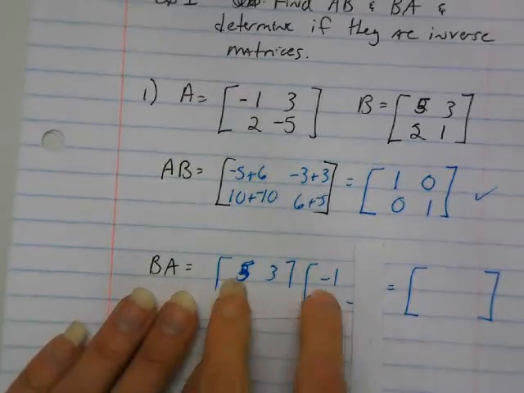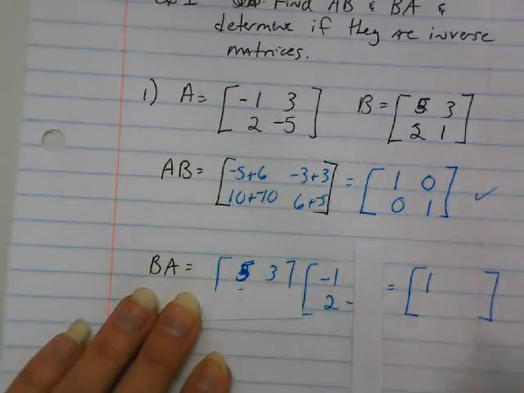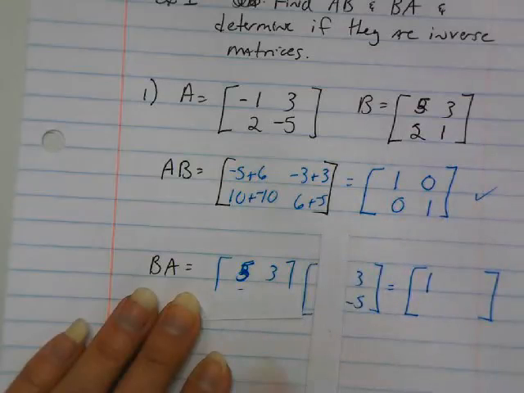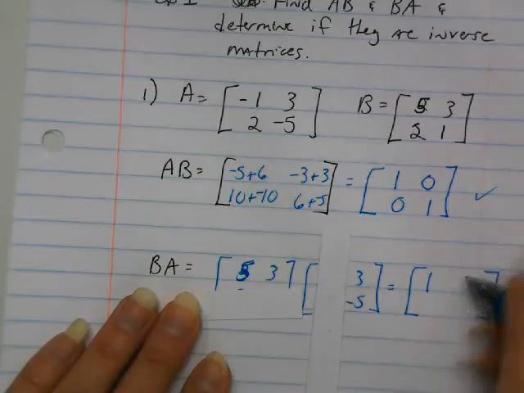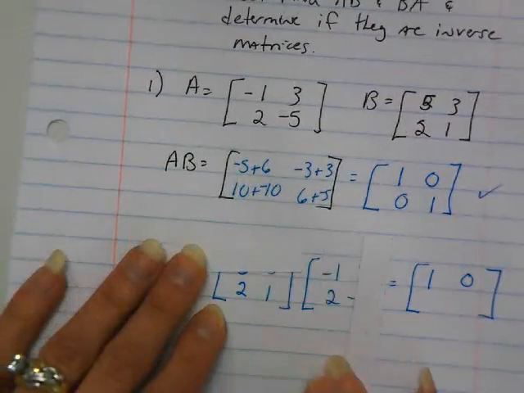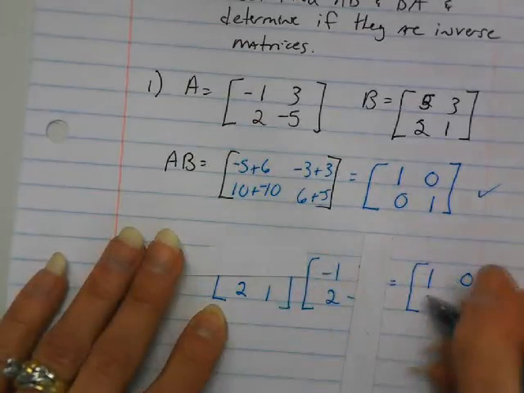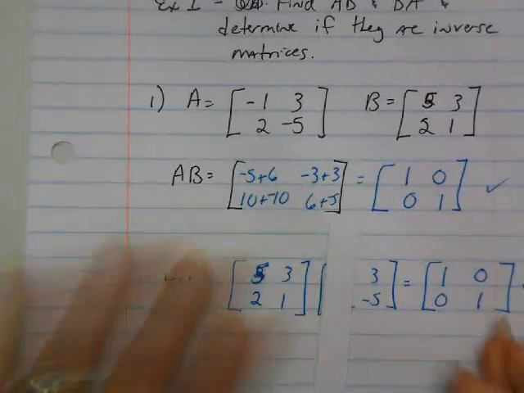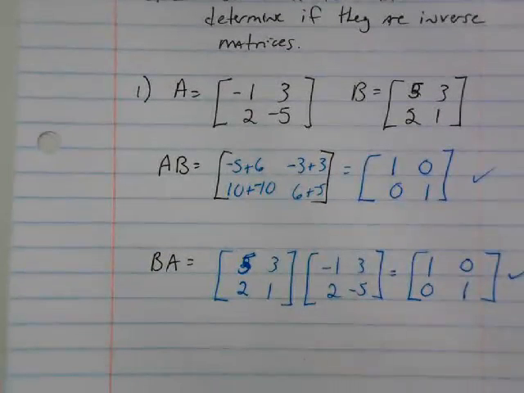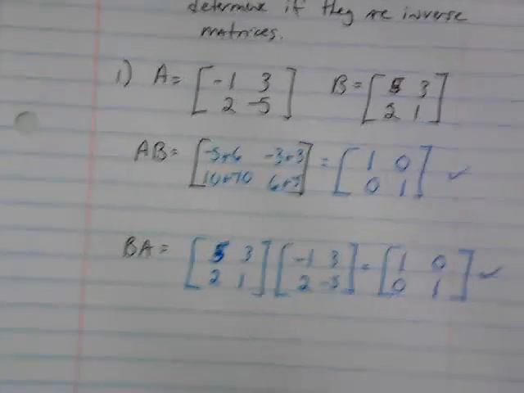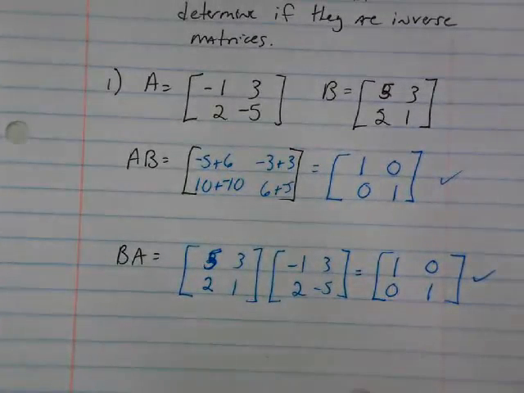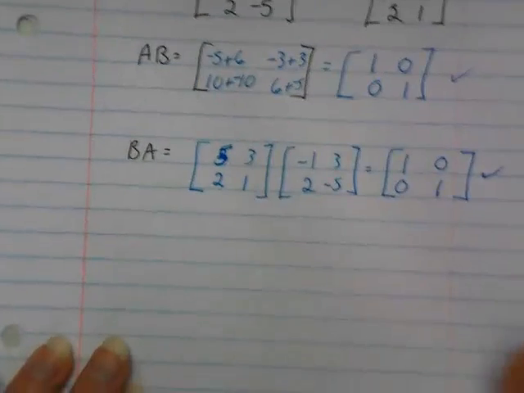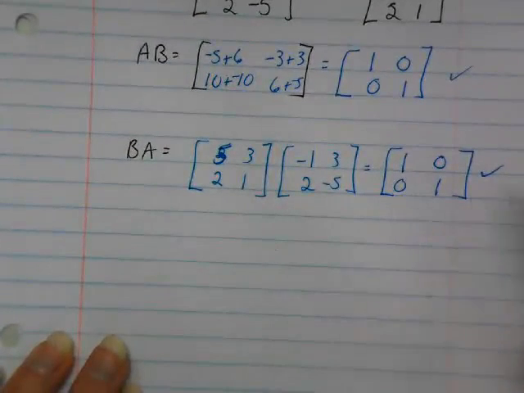So I have -5 plus 6 is 1. 15 minus 15 is 0. -2 and 2 is 0. 6 and -5 is 1. So since both of them are the identity matrix, then they are multiplicative inverses. Alright, does that make sense? And we could do a 3 by 3. Again, you would have ones on the diagonal with zeros on the other.